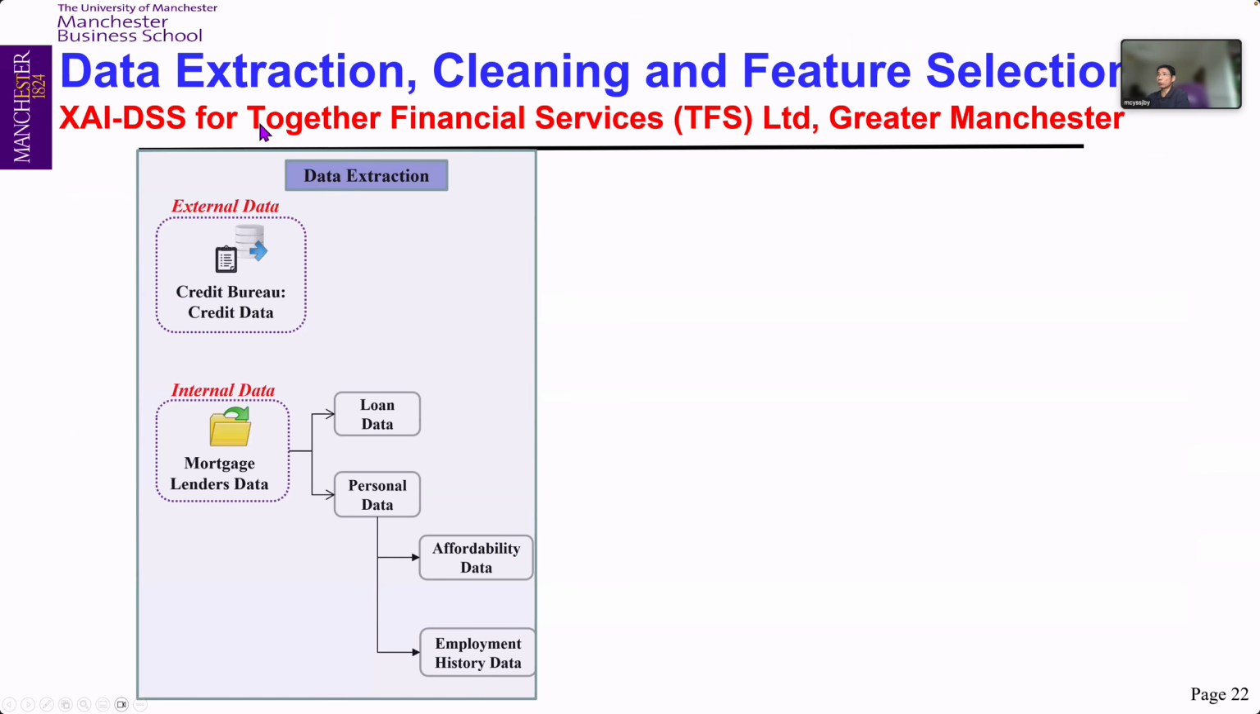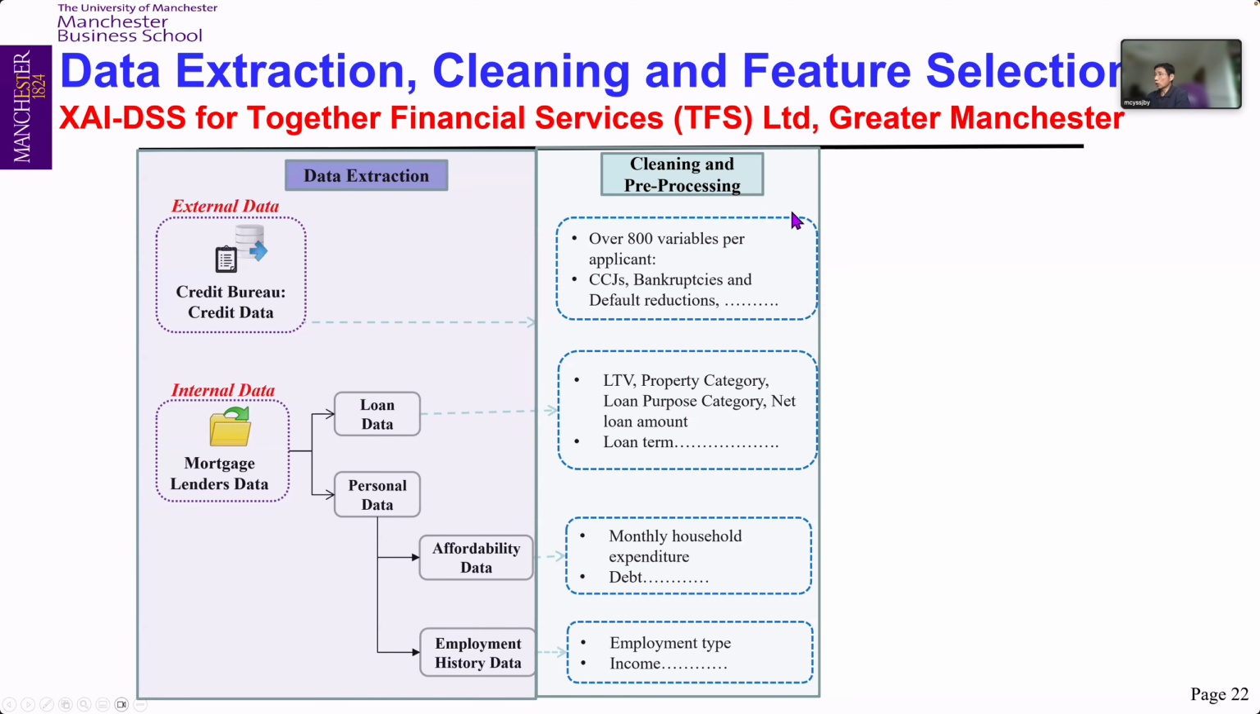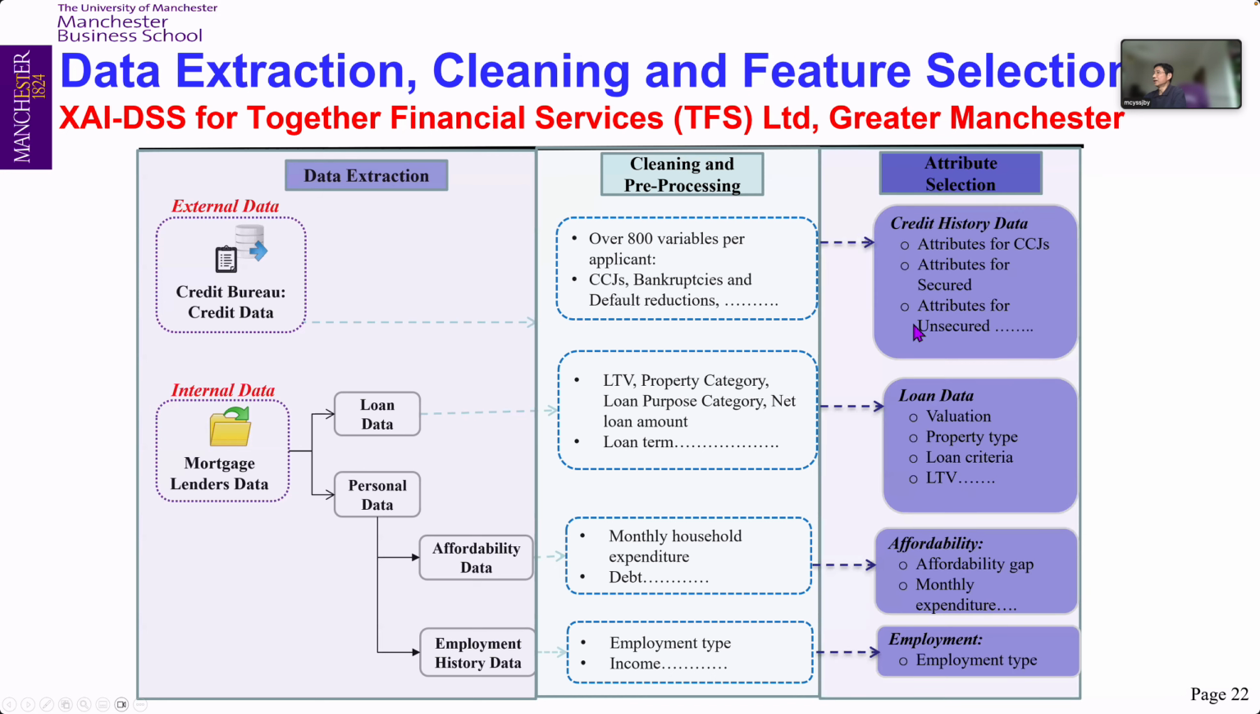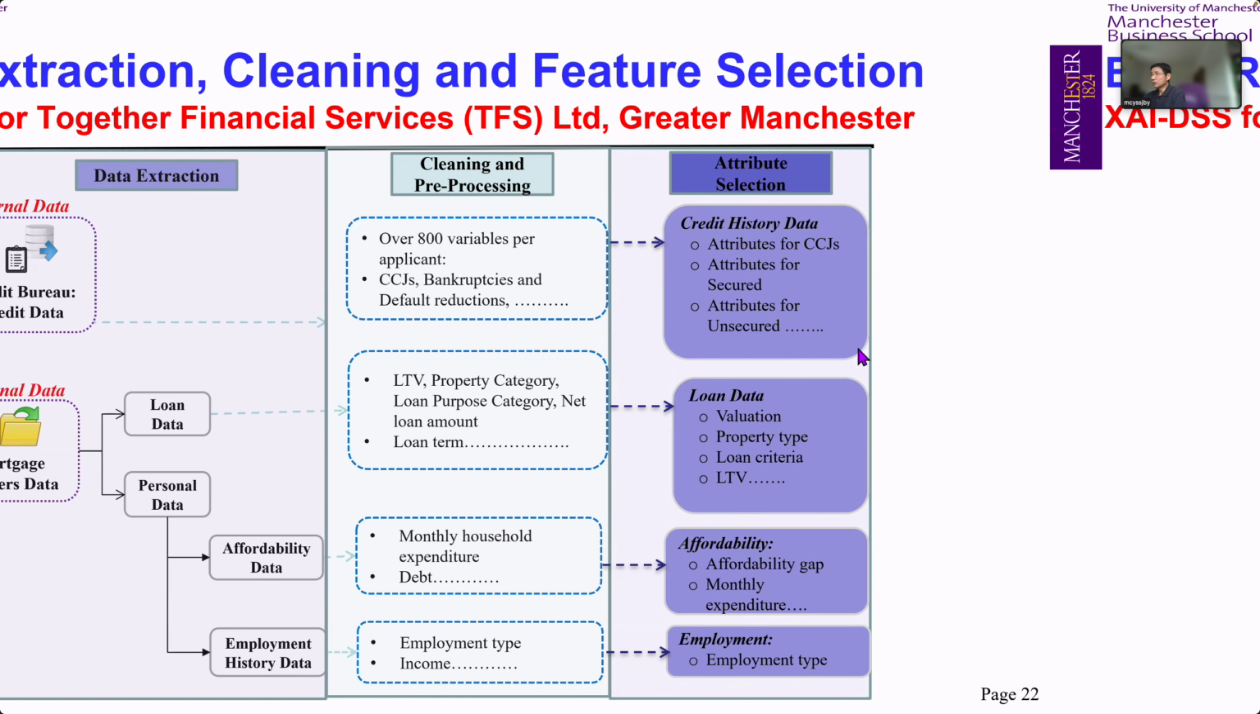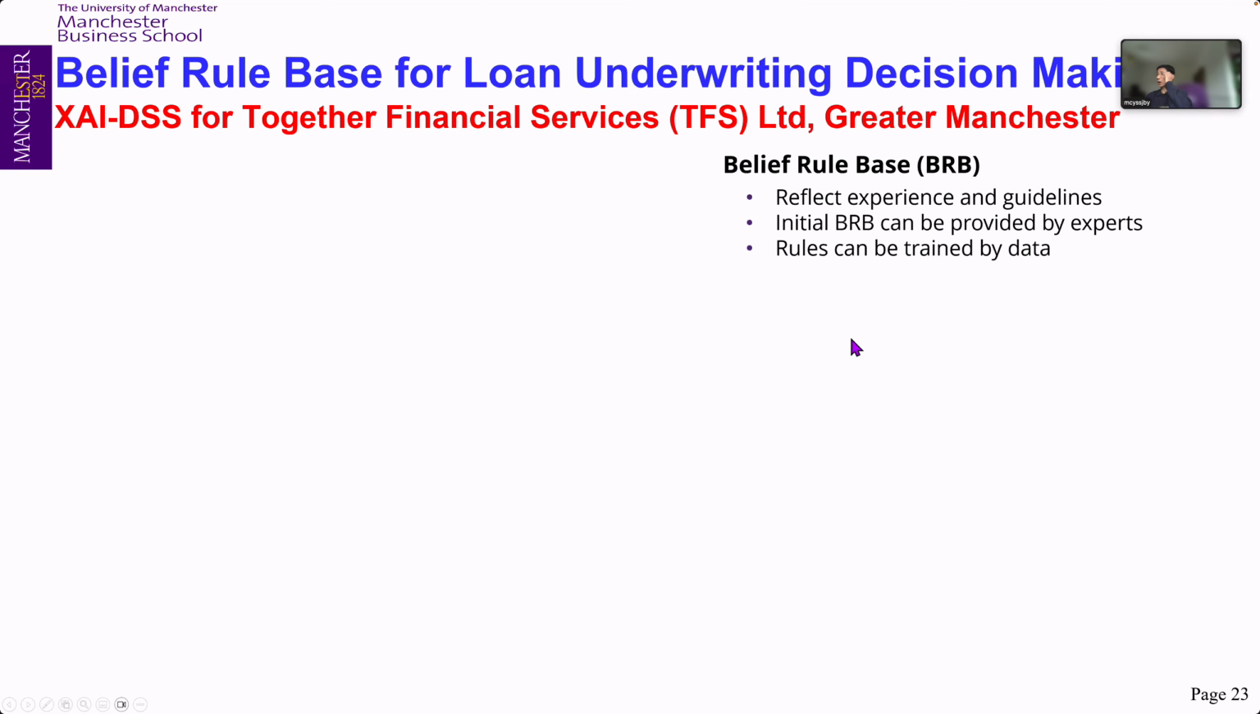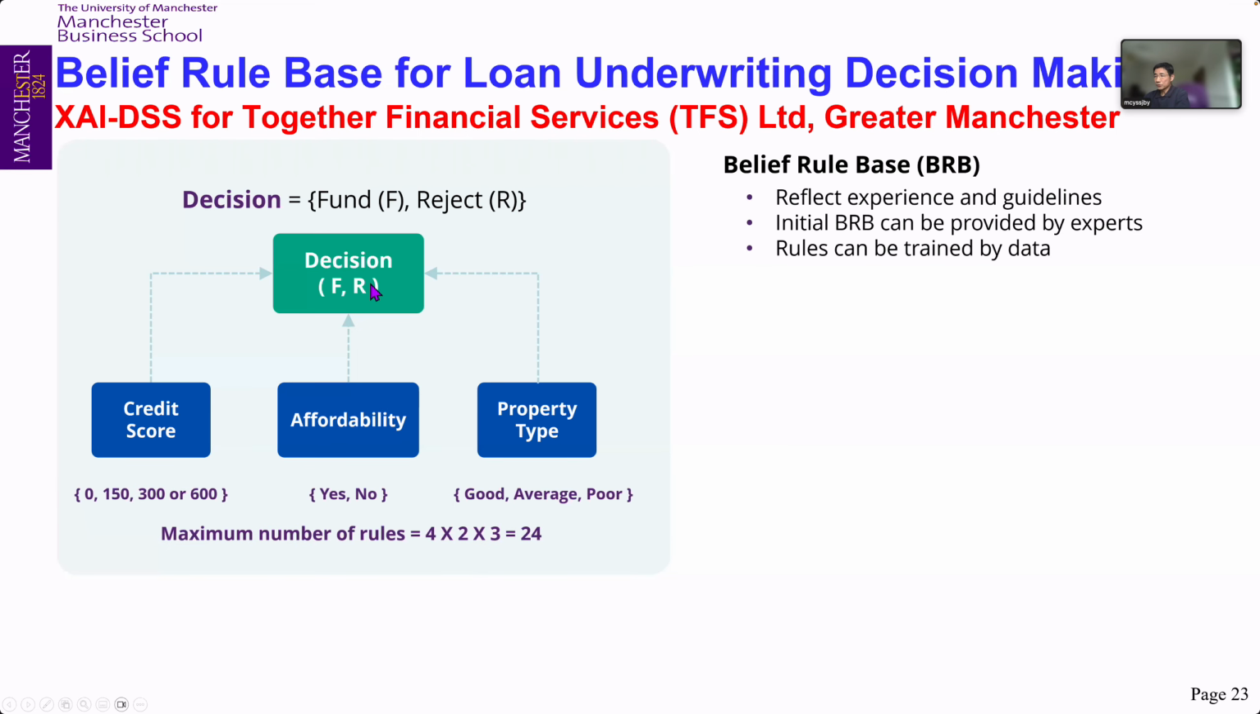So loan underwriting is for one company in Greater Manchester, Together Financial Services. They had a lot of requirements from national regulations to follow. So a lot of variables to follow, but internally they have internal policies to follow. So they choose multiple attributes to support the loan underwriting. The key idea is to use a belief rule-based system, initially built by the experts, then trained by the data. This is one simple example with just 3 different attributes.